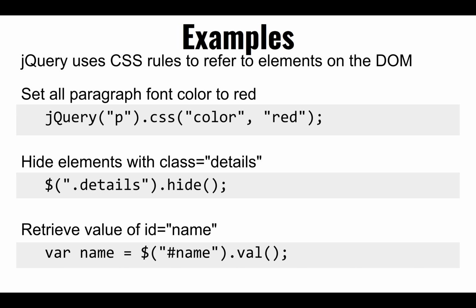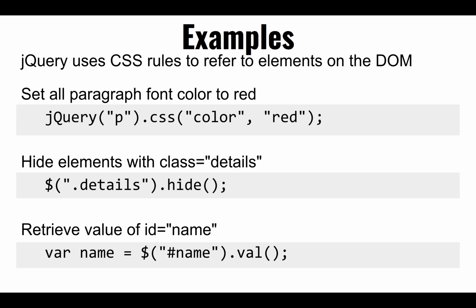Here's another example. Grab all the elements that have a class of details, and then hide them. Poof, they're gone. Well, they're still in the DOM. The display just changes to none. So you don't see them, and then you can show them again. And you can toggle content on and off.